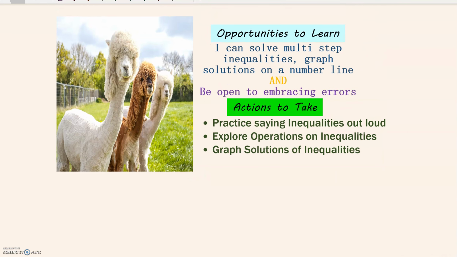Today we're going to learn about solving multi-step inequalities, graphing their solution on a number line, and being open to embracing the errors. This is the first time you have ever seen this, so I assume that you're going to have some errors as you learn it. This is okay. Just continue to try and ask questions in our Zoom meeting as needed.